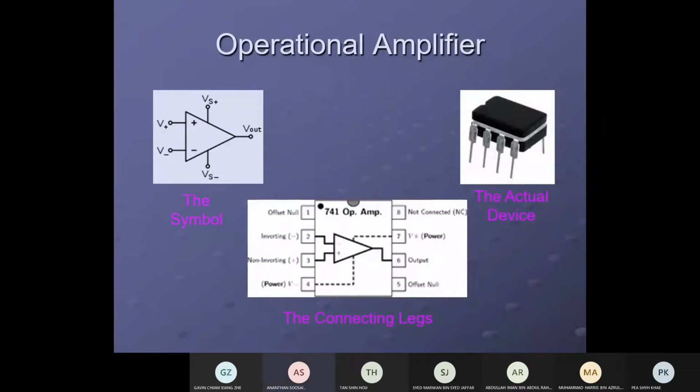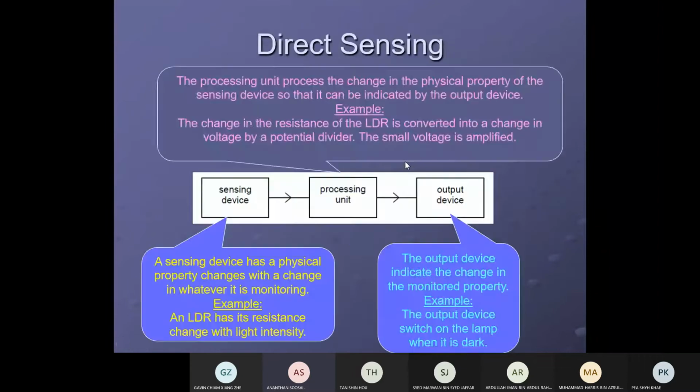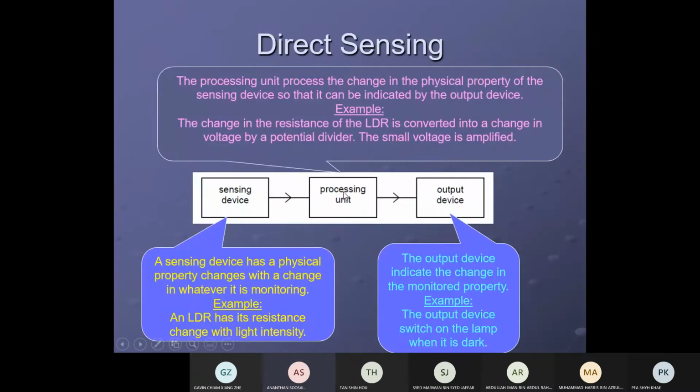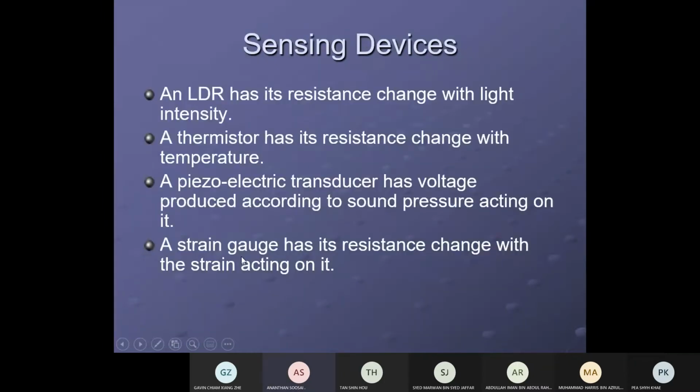Okay, so far we learned about the operational amplifier. We learned about the sensors. How many sensors did we learn about? We learned about 4 sensors. Sensing device done. We are doing the second one now. So sensing device, processing unit, output device. Remember the 3 departments.